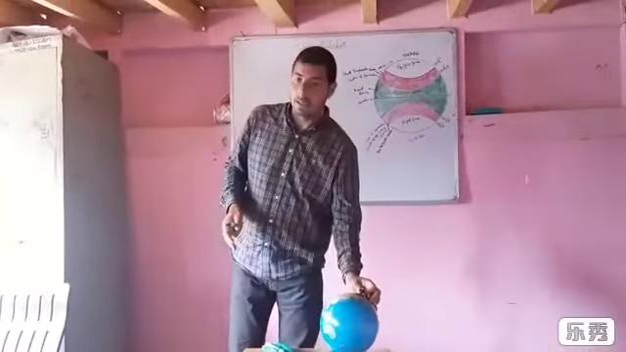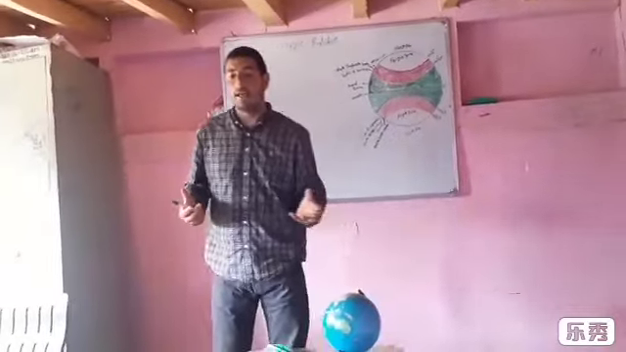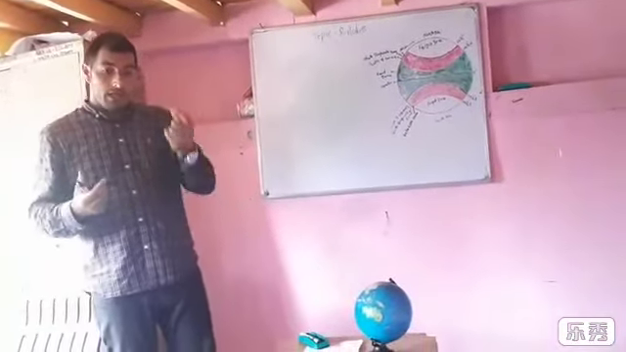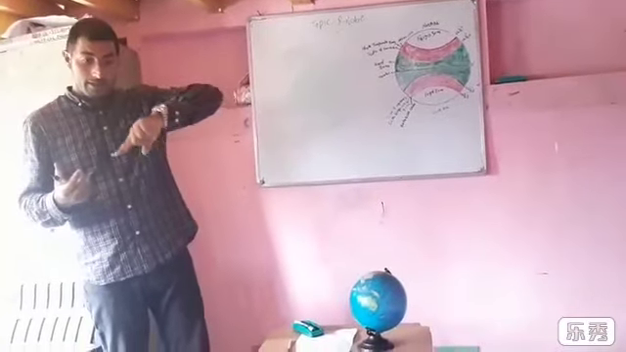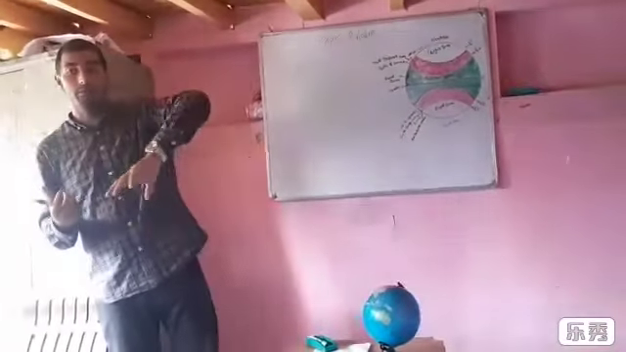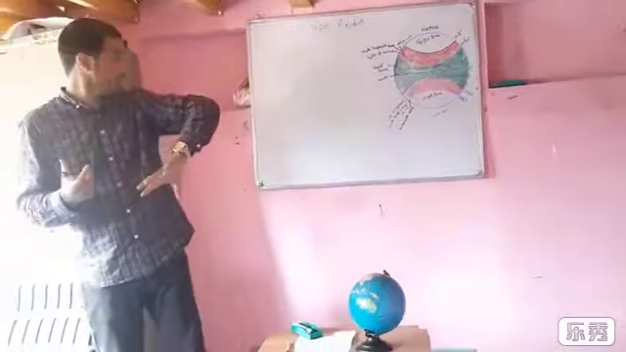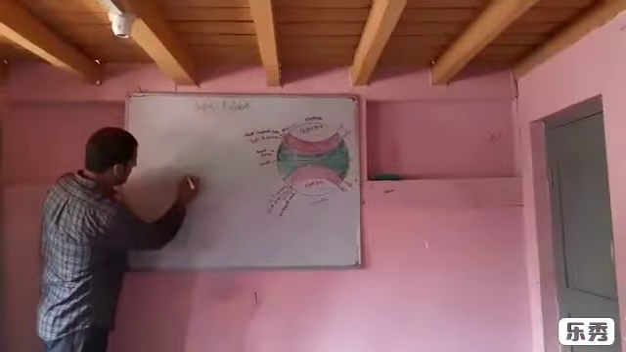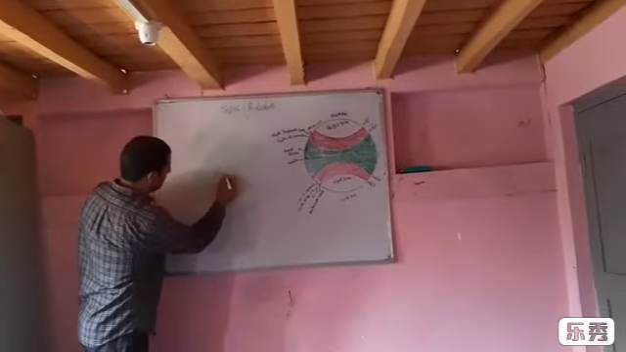And now we will see how the earth revolves around the sun, because there is another misconception among the students. Let's see, if I make this the sun. This is the Sun.